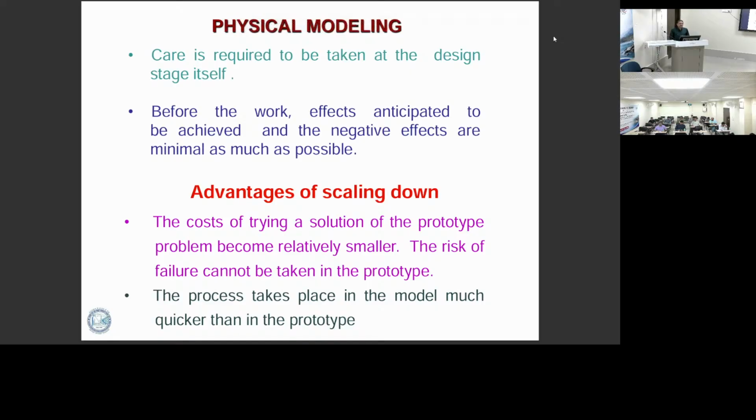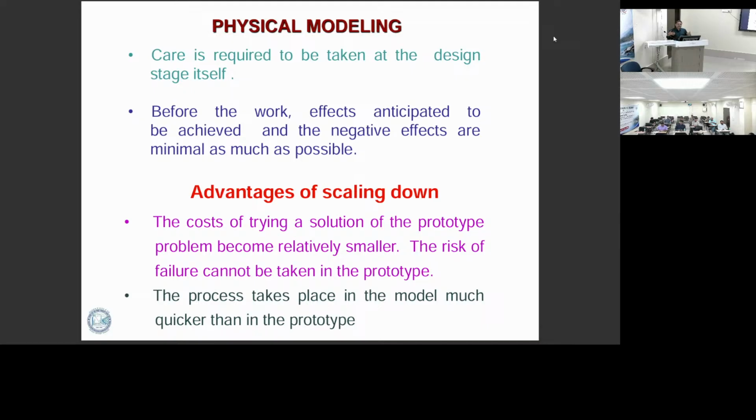In a physical model, care is required to be taken at the design stage itself, because in the prototype, when you construct a dam, barrage or any structure, it requires a lot of money, 1,000 crores or more. If the hydraulic design goes wrong in the initial stage itself, then after construction of the structure it is very difficult to correct things, because you have to change the alignment. So care should be taken in the design stage itself.